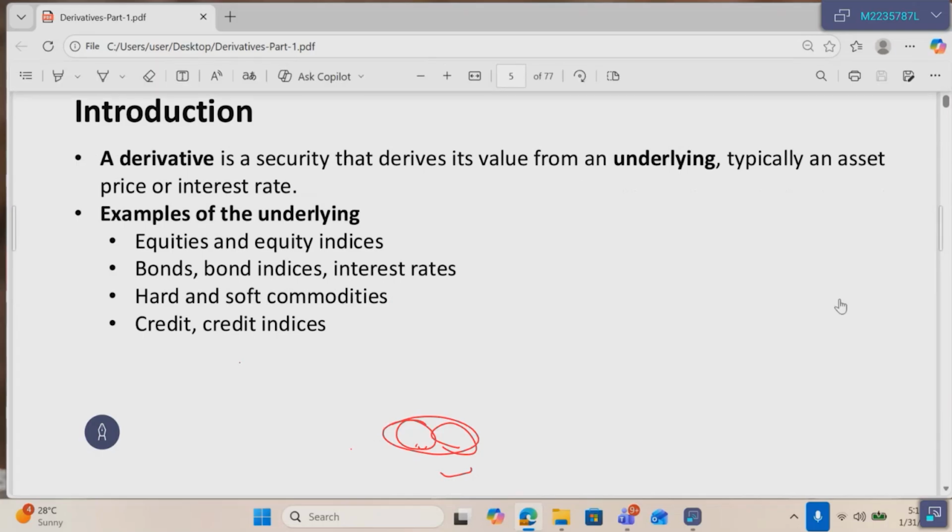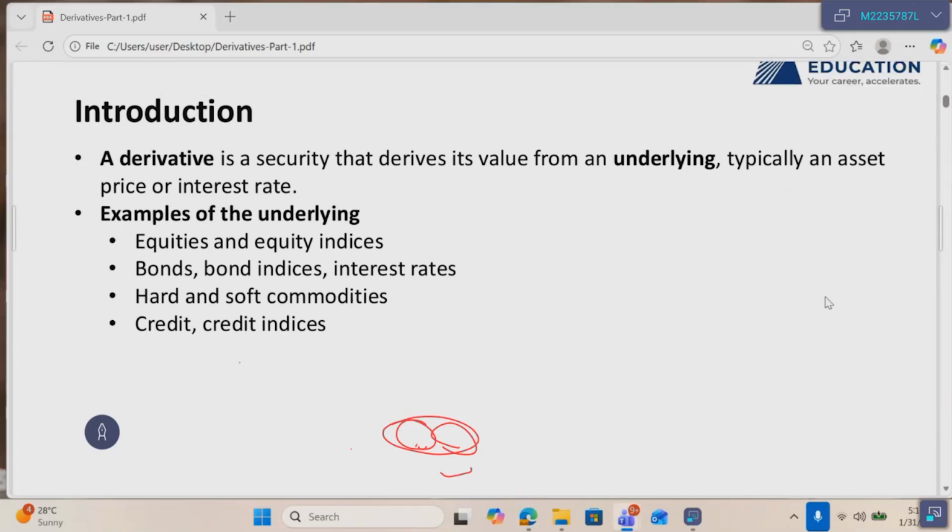A derivative is basically any security, any instrument, where the instrument is deriving its value from another instrument, which is also called the underlying. Because that instrument is deriving its value from another instrument, it is called a derivative. Clear? Okay.